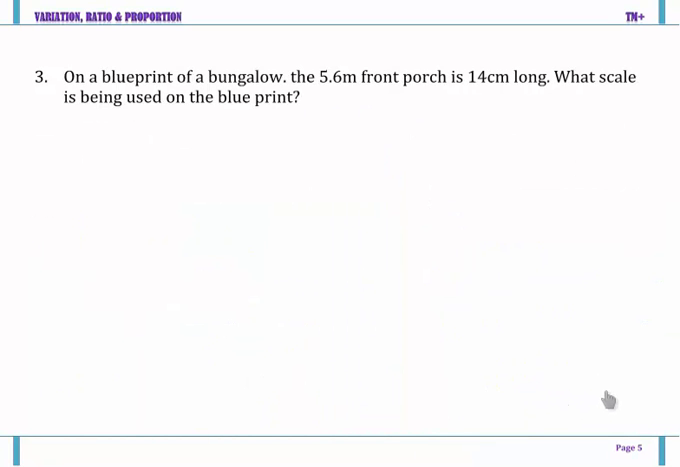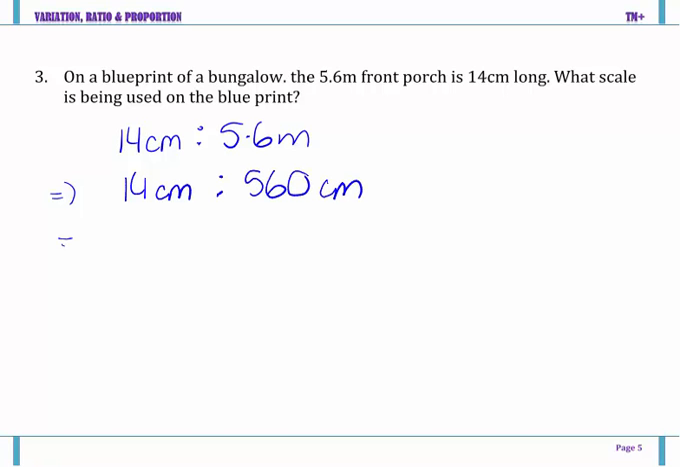Okay, another example. On a blueprint, the blueprint of a bungalow, the 5.6 metre front porch is 14 centimetres long. What scale is being used on the blueprint? Okay, so from here, 14 centimetres is to 5.6 metres. So I just need to simplify this and put it as a ratio. So from there, my first step is to make them both the same unit. So 14 centimetres is to 560 centimetres. It's a ratio, so I then get rid of my units.